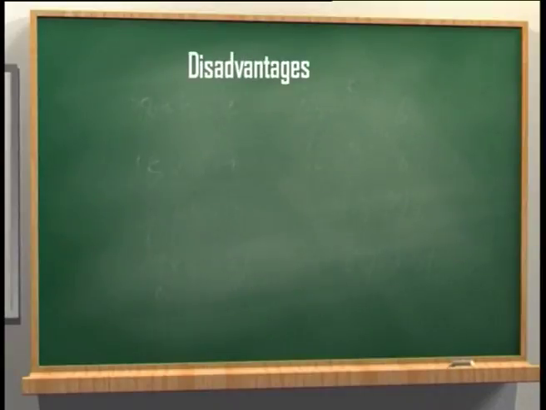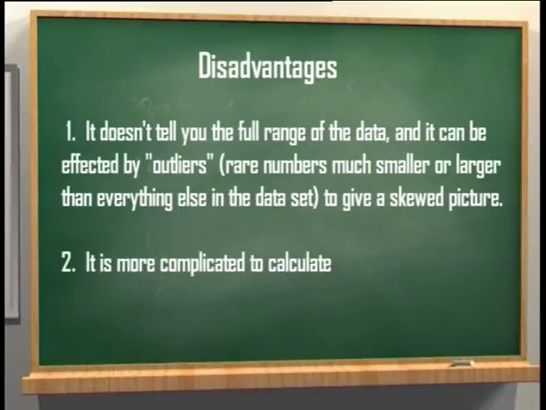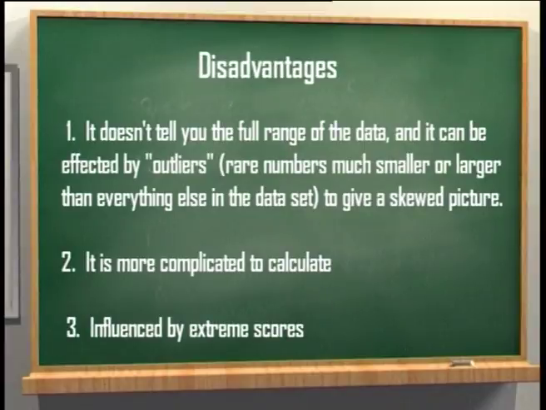And the disadvantages would be, it doesn't tell you the full range of the data. It can be affected by outliers, that is, rare numbers much smaller or larger than everything else in the data set, so as to give a skewed picture. It is more complicated to calculate and it is influenced by extreme scores.